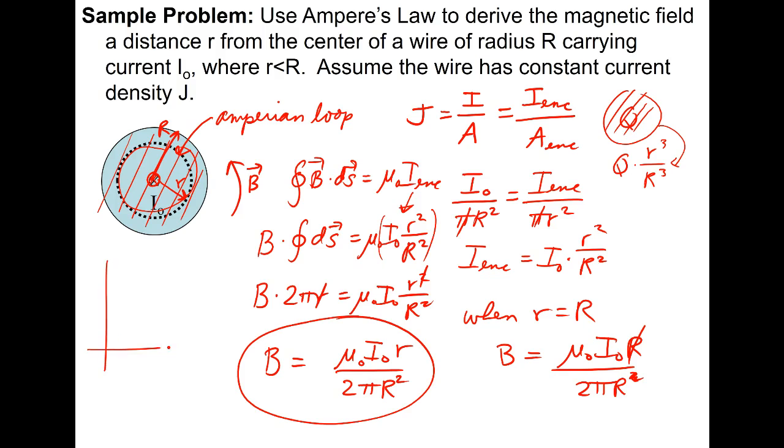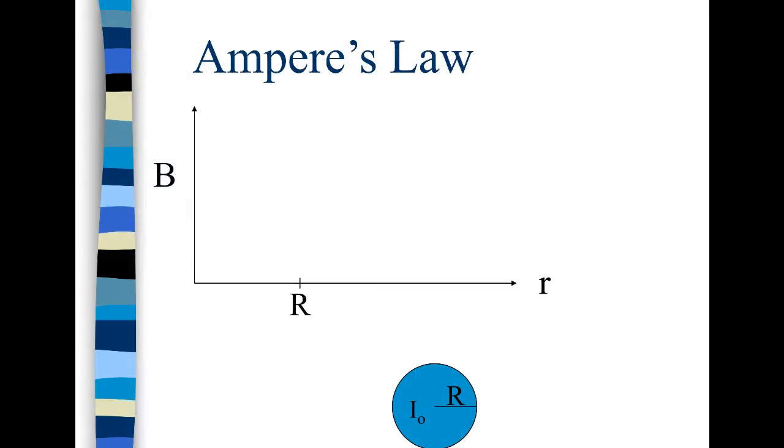Secondly, let's think about a graph of field versus radius, and here's big R. What happens when we're inside? Well, it looks like it is a linear function with respect to r. So it just linearly increases until we get to big R, and then it falls off as 1 over r. So here's another view of that. We have a linear increase, and then we have falling off as 1 over r.